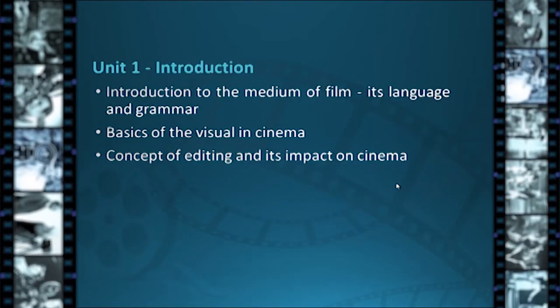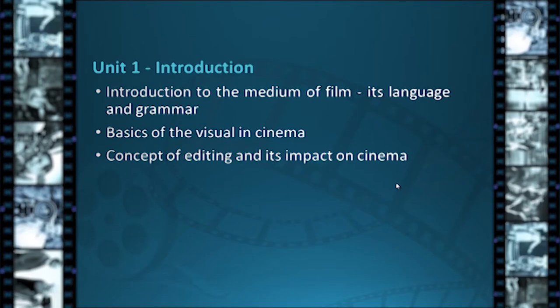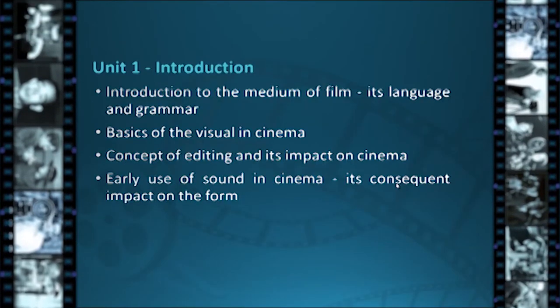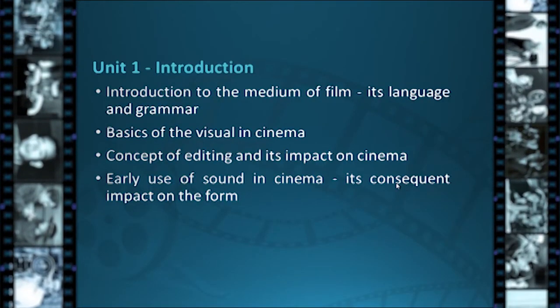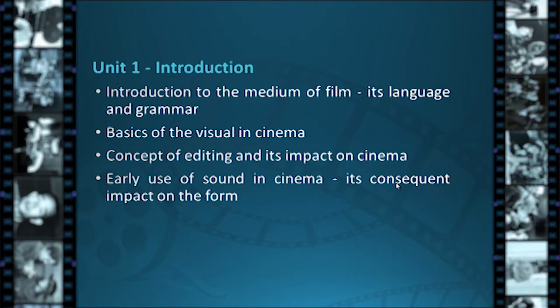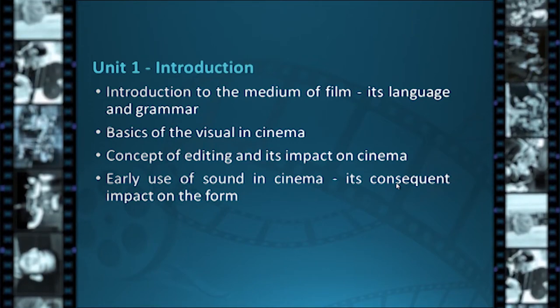We'll also be talking about the concept of editing. Now, as some of you might be aware, cinema in the early times was completely shot from one single angle. There were hardly 1 minute long clips. So, we'll talk about how editing came into cinema and the consequent impact it had on storytelling. Next, we'll also talk about sound. How was sound introduced into cinema and how it impacted the cinema as we see it today.